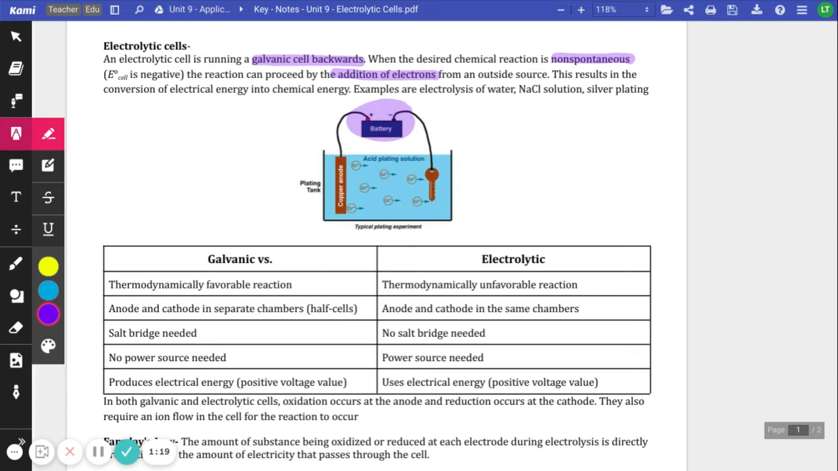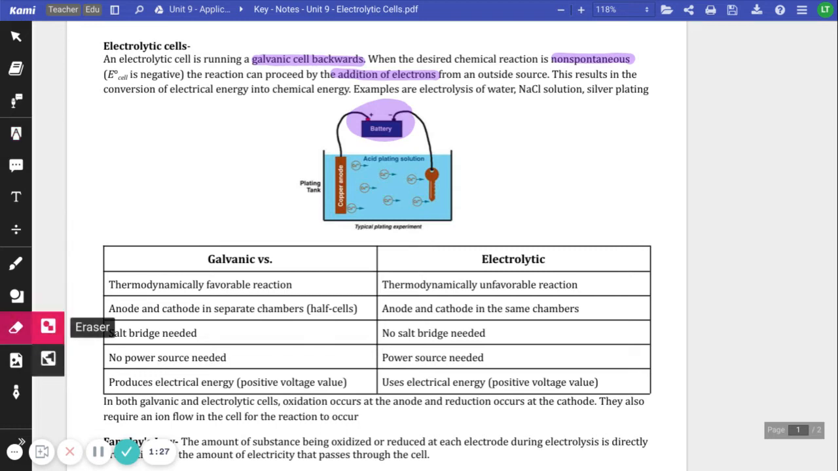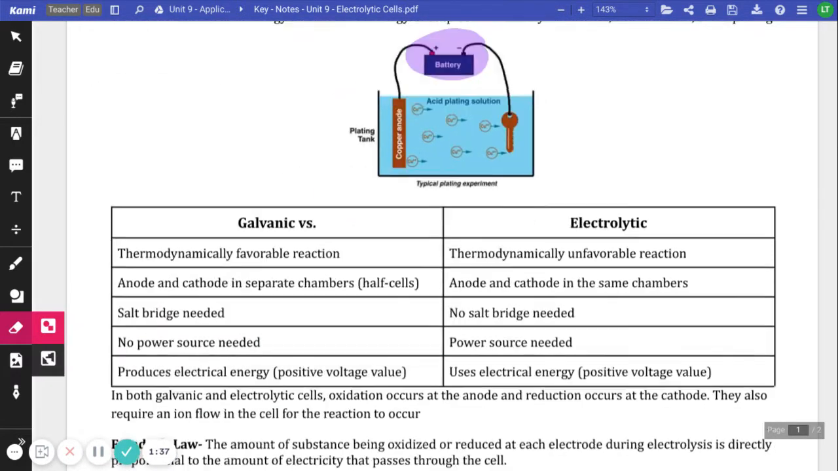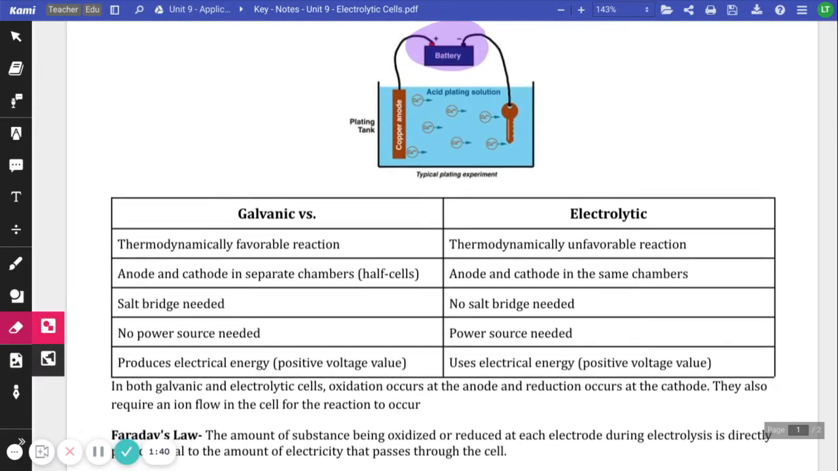Examples are electrolysis of water, salt solutions, and silver plating something. Electrolysis is where you run a current through water and it causes the water to break down into hydrogen and oxygen, things like that. This right here is an example of plating. We have that current running through our solution and it causes our copper to be plated onto our key in this example.